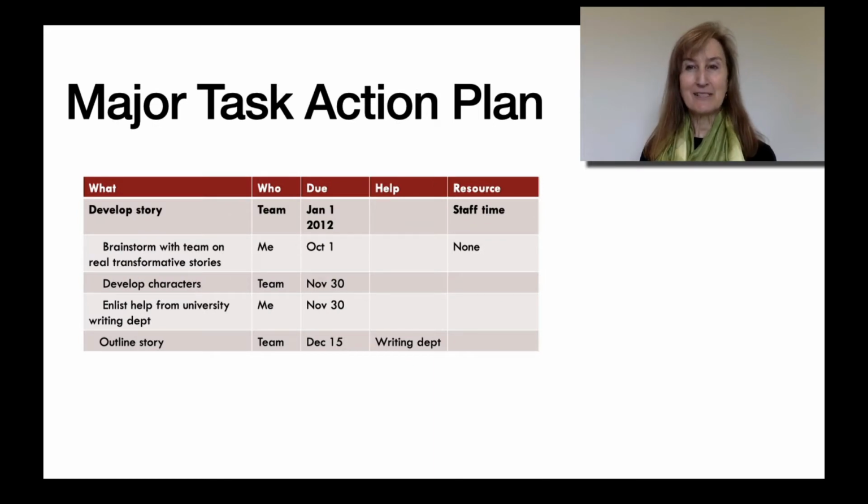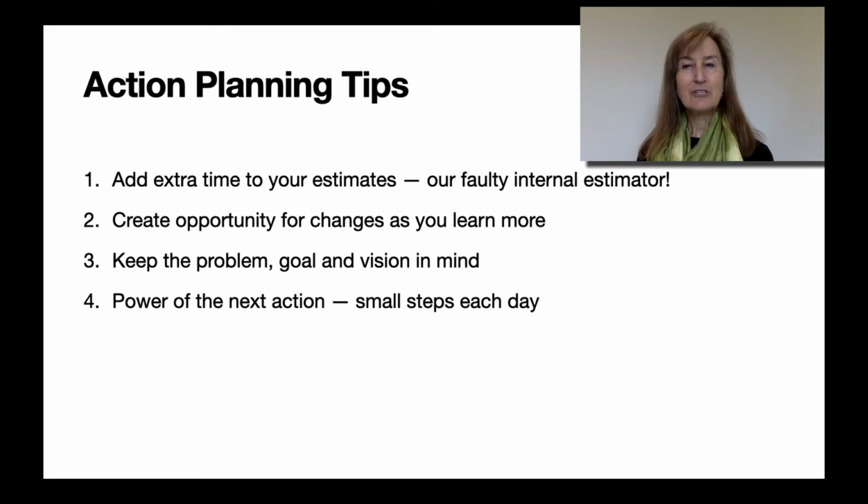For bigger projects, major tasks need to be broken out into their own action plans. This way, for example, develop the story is broken down from the previous action plan into subtasks, like brainstorming with a team on real transformative stories, develop the characters, enlist help from a university writing department, and then create an outline. Here are a few tips based on brain science to help you in your action planning.